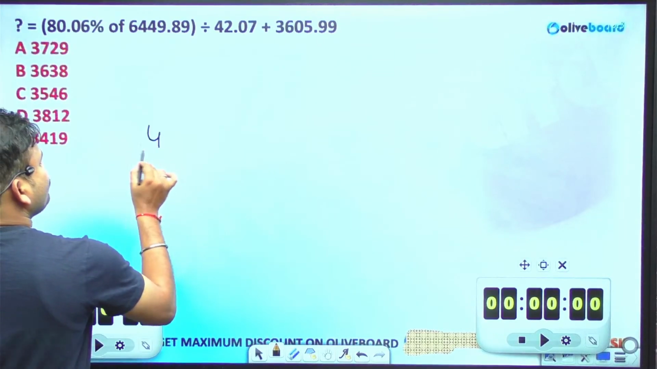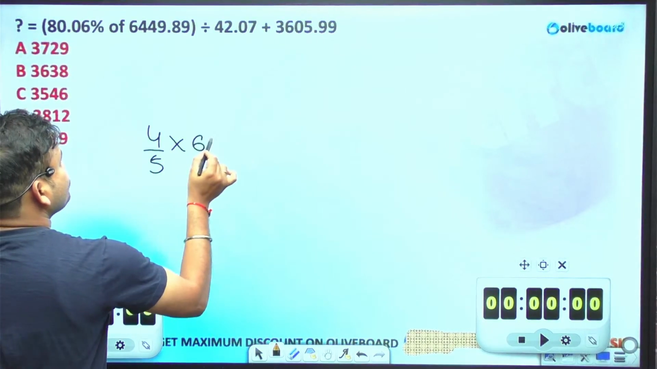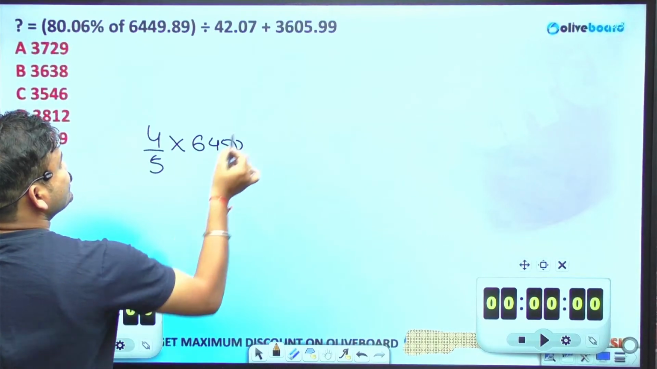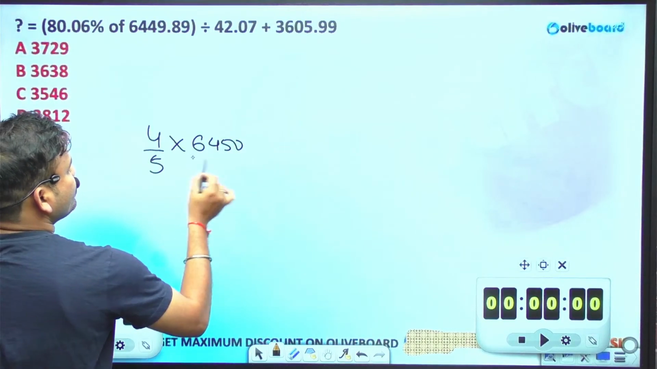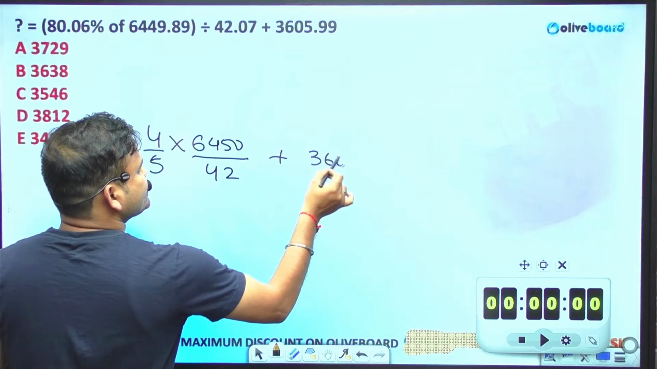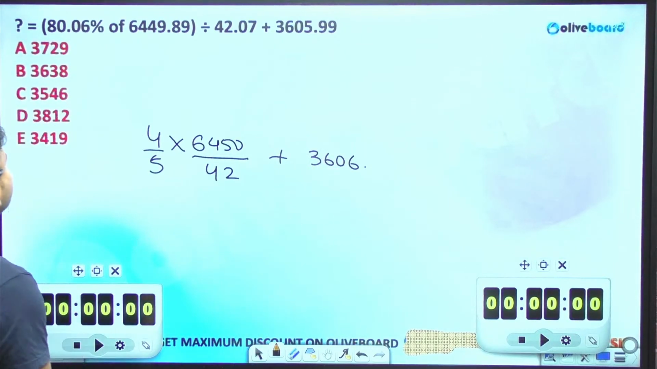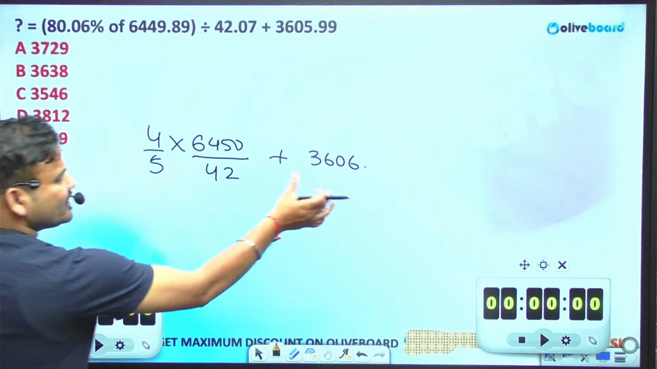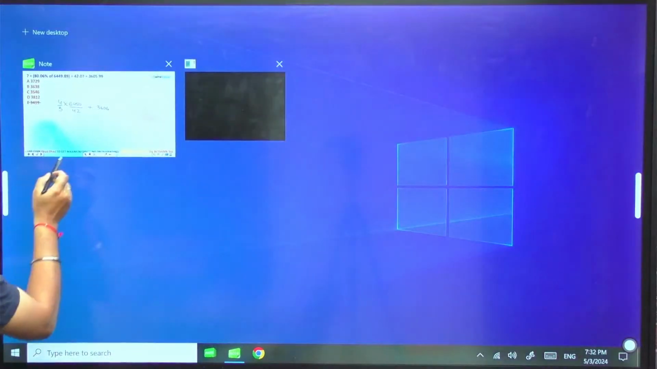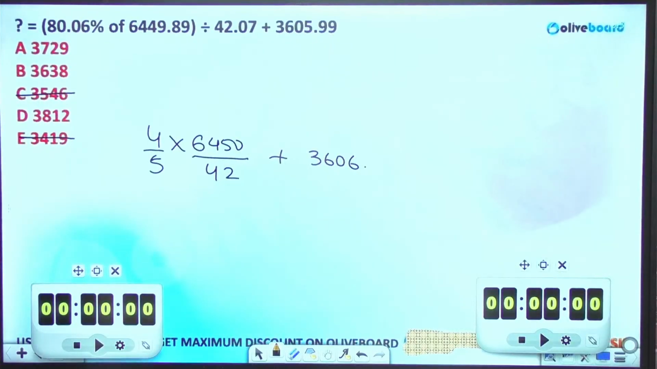Okay. 80% can be written as 4 by 5 times 6450. This is a divide sign, so this divide will come over here. That is equal to 42 plus 3606. Clear? So the answer will be more than 3606. So this is not the answer. These two options are eliminated.